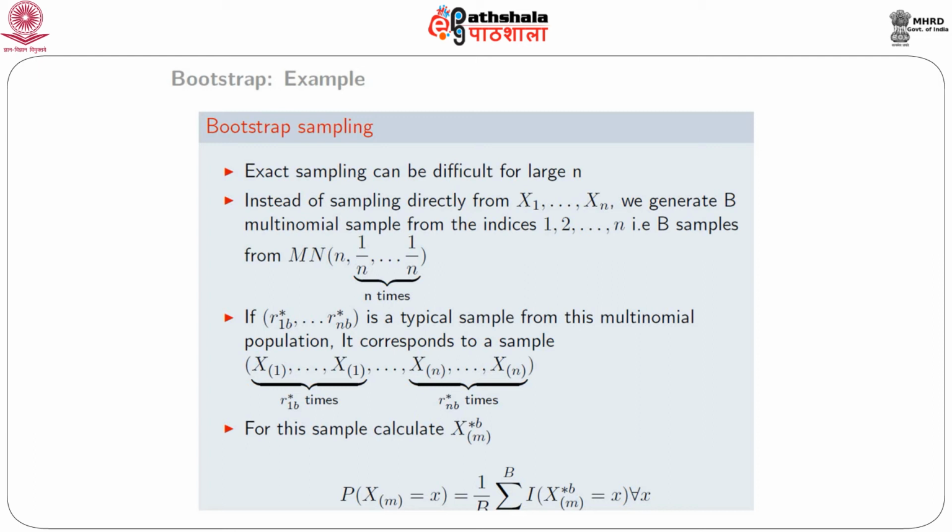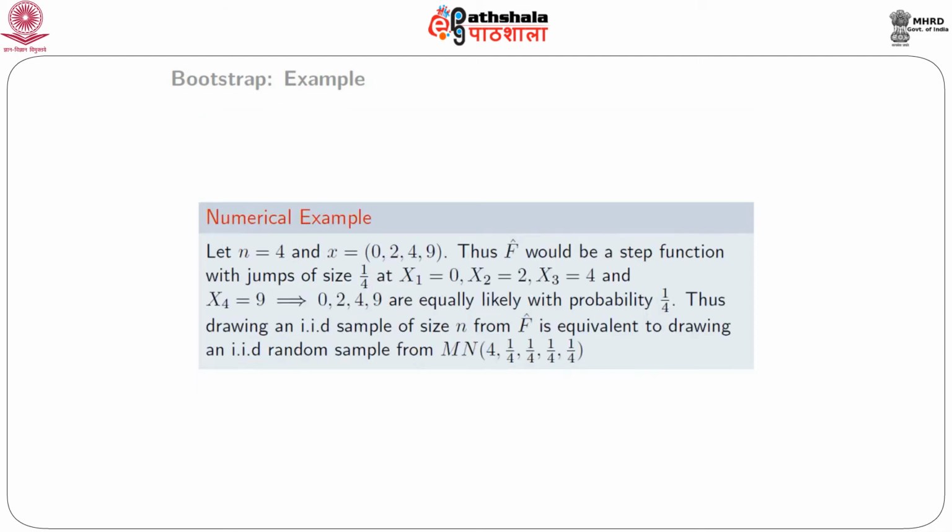So, this corresponds to the sample, and from this sample we can calculate xm star B. To estimate the probability of xm equal to x, we can use the estimate 1 by B summation i runs from 1 to B, indicator of xm star B equal to x, for all x. Let us take a numerical example to illustrate this.